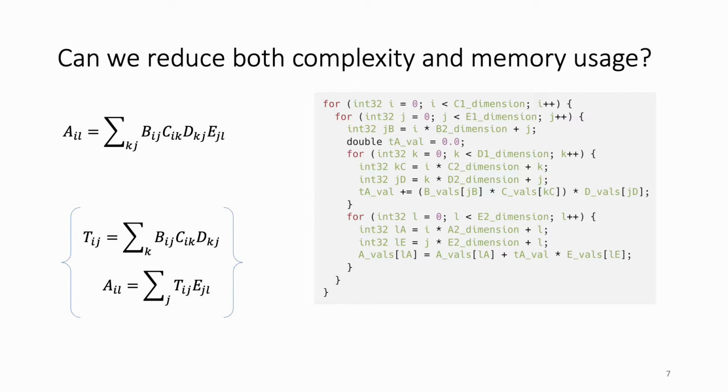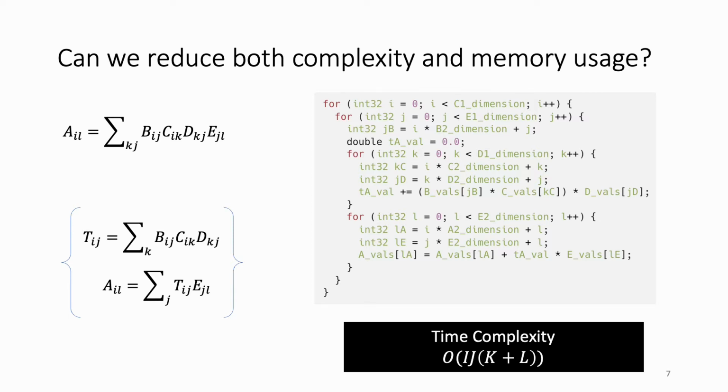This can be achieved by fusing kernels. The compute code shown on the slide performs the same computation, now using only a scalar intermediate and with the time complexity of O of IJ times K plus L. There are several other ways of writing the fused compute kernel, and only one way of fusion is shown here.